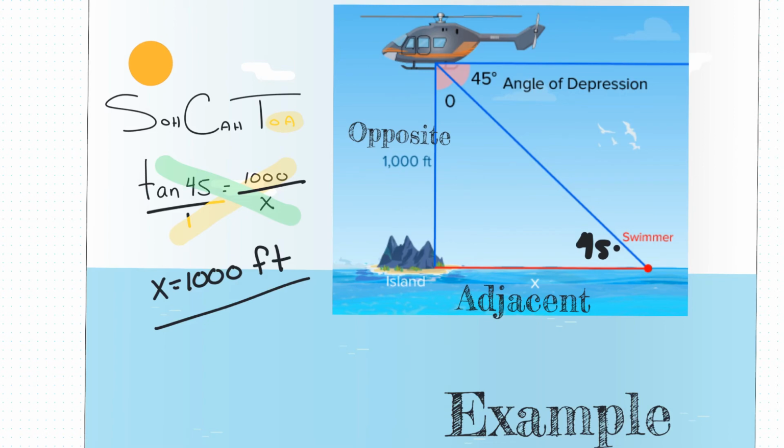So we end up with an answer of 1,000 feet, which seems weird because that's also our altitude. But this is a very special triangle. It's a 45, 45, 90, and it's been studied quite a bit. And it's isosceles, and so both sides are the same, and the hypotenuse is actually the side length multiplied by the square root of 2.